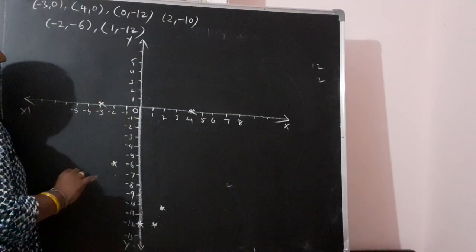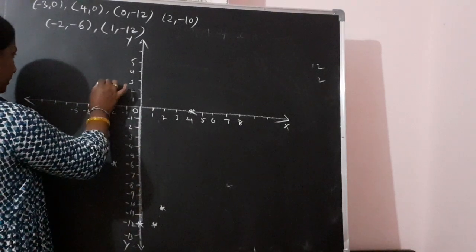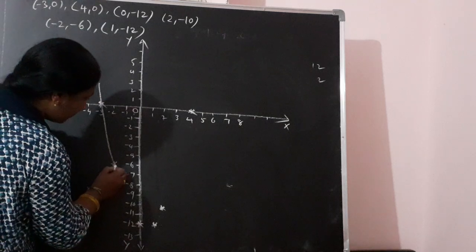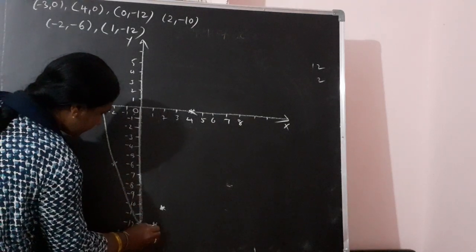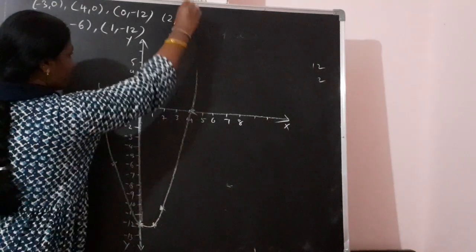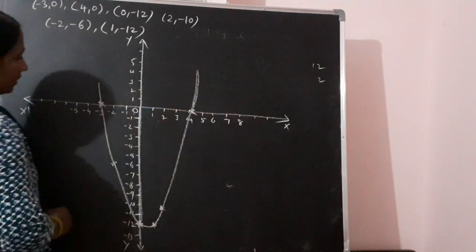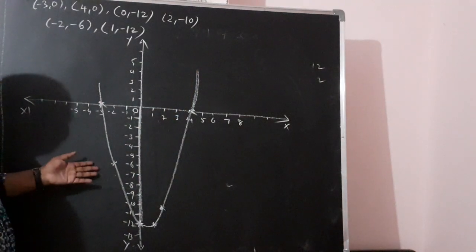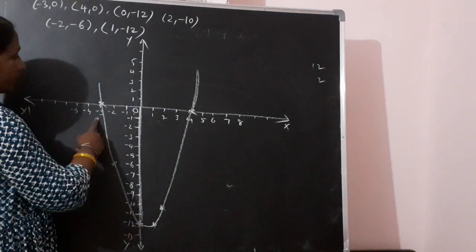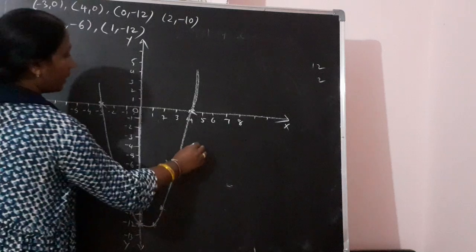Now let's join with free hand. Don't use a scale. Okay, so come on, let's join. Point to point you have to join. So take like this extra also, no problem. Okay, extra also you can take. So this is the graph of the given quadratic polynomial. See here, the graph intersects the x-axis at -3 and 4. So these are zeros.